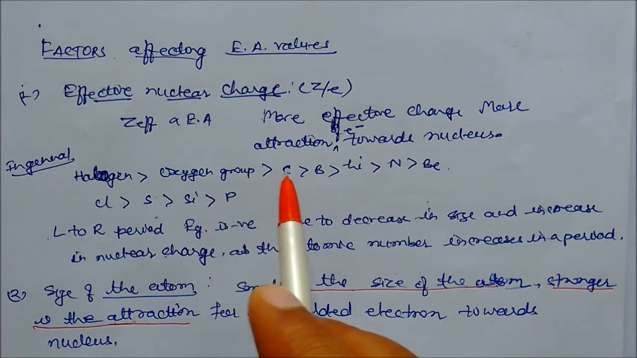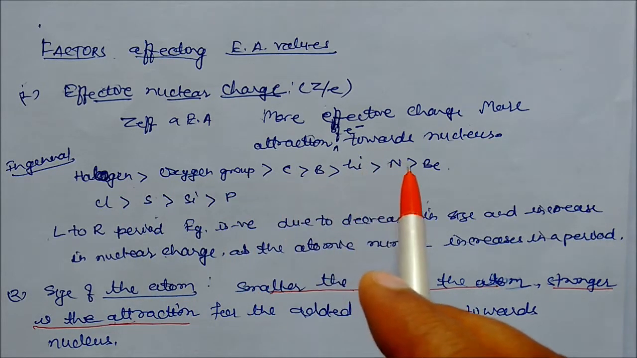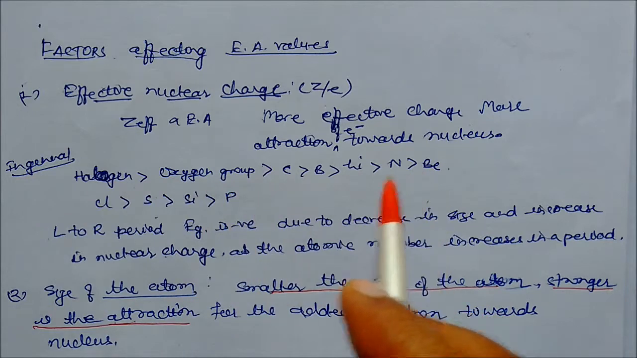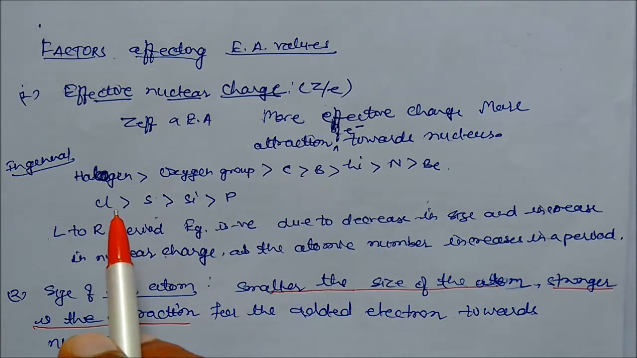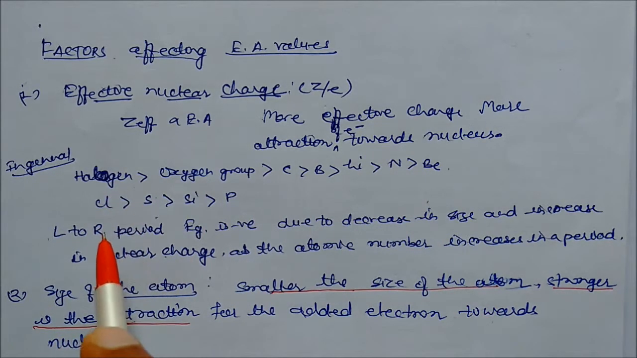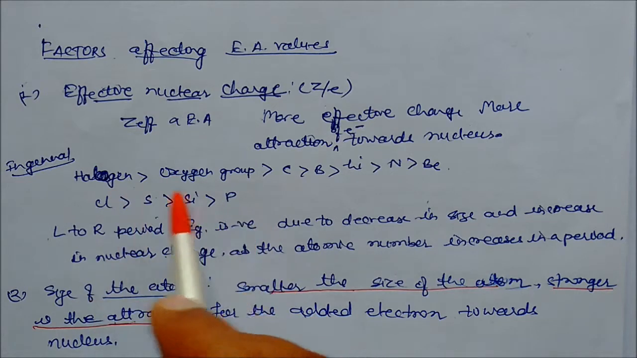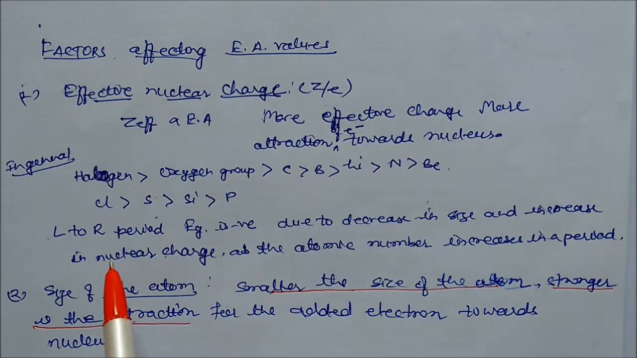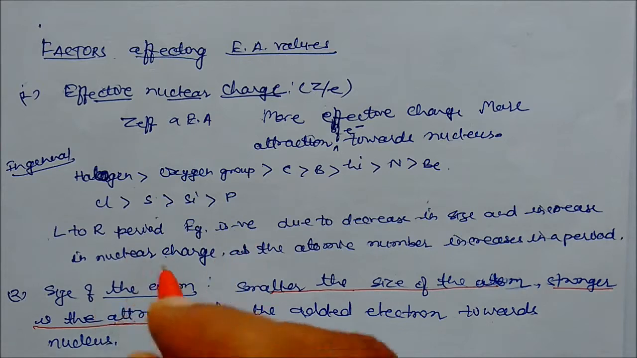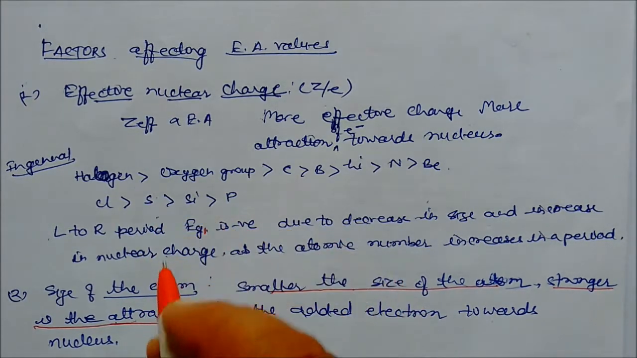followed by oxygen, then carbon, boron, lithium, nitrogen, beryllium. I have given some orders here. And then chlorine has more electron affinity than sulfur, than silicon, phosphorus. So in general this is happening. Actually, if you go left to right in the periodic table, what happens? First electron gain enthalpy will be negative. So first electron affinity will be negative.